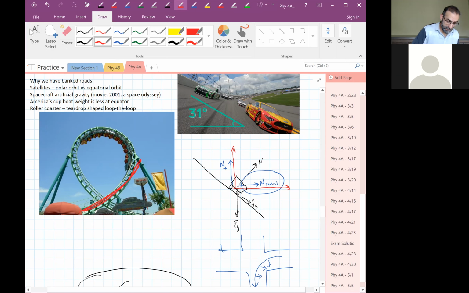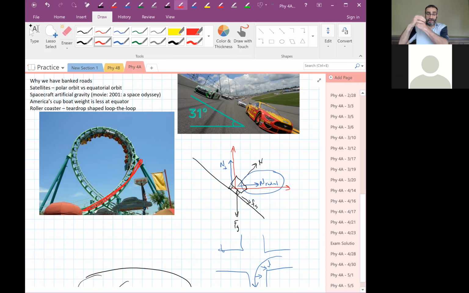Big radius of curvature where the car is going really fast. But if the whole loop had that big radius of curvature, the car slows down so much by the time it gets to the top, there wouldn't be a force holding the people in the cars except for maybe their seatbelts, right? You don't want that.